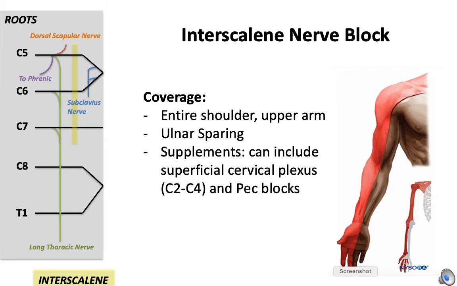The figure to the right shows sensory coverage of the interscalene block in red, with the smaller picture demonstrating bone coverage of the block. As you can see, this block thoroughly covers skin of the shoulder and upper arm. As we discussed in the previous slide, coverage of the skin overlying the trapezius and lower neck can be included with a supplementary block to the superficial cervical plexus.